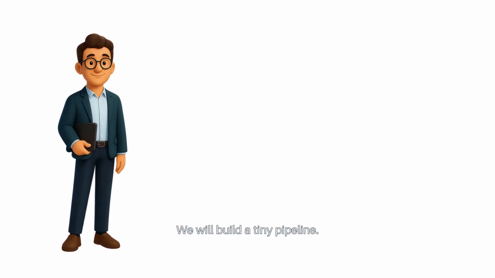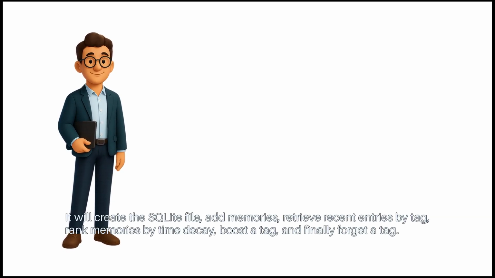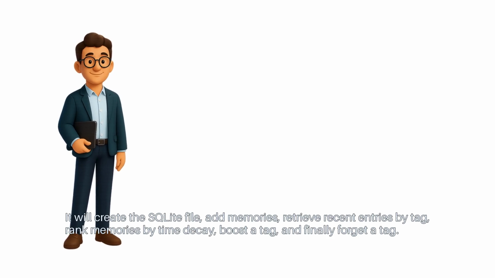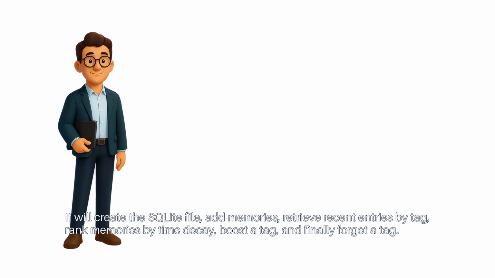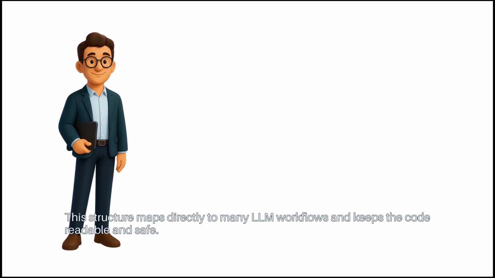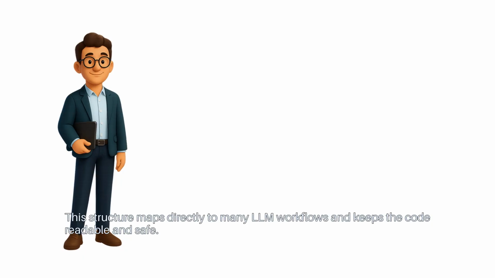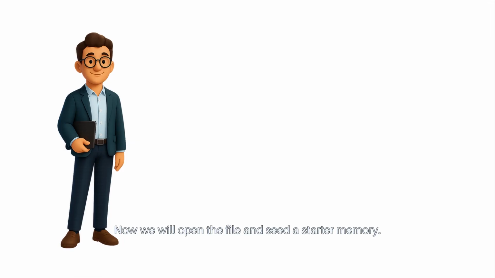We will build a tiny pipeline. It will create the SQLite file, add memories, retrieve recent entries by tag, rank memories by time decay, boost a tag, and finally forget a tag. This structure maps directly to many LLM workflows and keeps the code readable and safe. Now we will open the file and seed a starter memory.